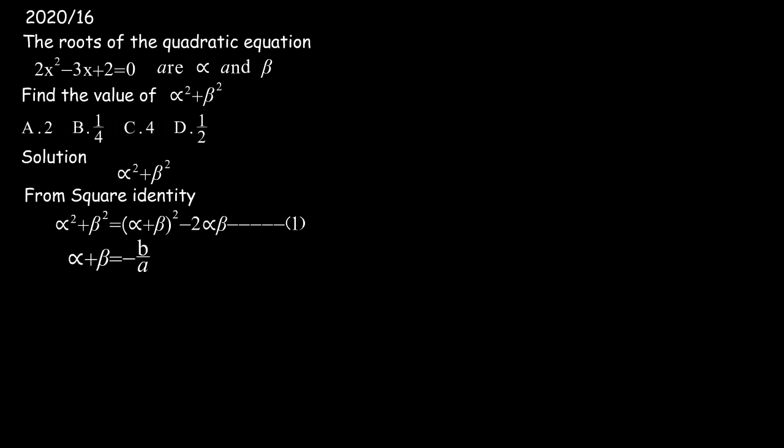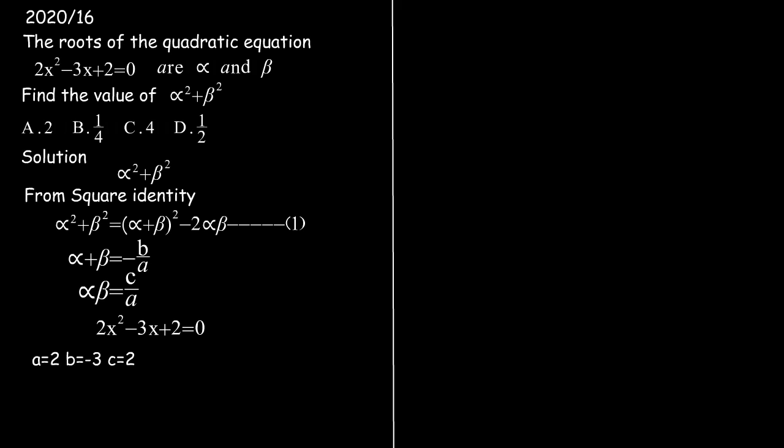And also, alpha plus beta is equal to minus b over a, and alpha beta is equal to c over a. Now our quadratic equation is 2x squared minus 3x plus 2 equals 0. a is equal to 2, b is equal to minus 3, and c is equal to 2. So alpha plus beta will be equal to minus, in bracket, minus 3 over 2, which is equal to 3 over 2, and alpha beta will be equal to 2 over 2, which is equal to 1.